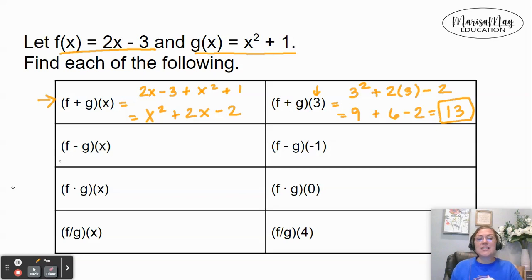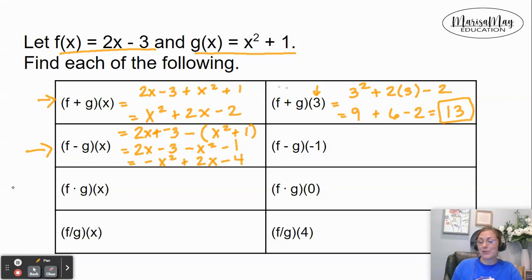All right, let's do the same for the second row, but we have to be careful with subtraction because we have to distribute the negative. Let me show you what I mean. We'll take our f of x, since it came first, 2x minus 3 minus, and then watch my parentheses, x squared plus 1. And I do the parentheses so I distribute the negative. That gives me 2x minus 3 minus x to the second minus 1, or negative x to the second plus 2x minus 4. That distributing a negative makes a big difference.